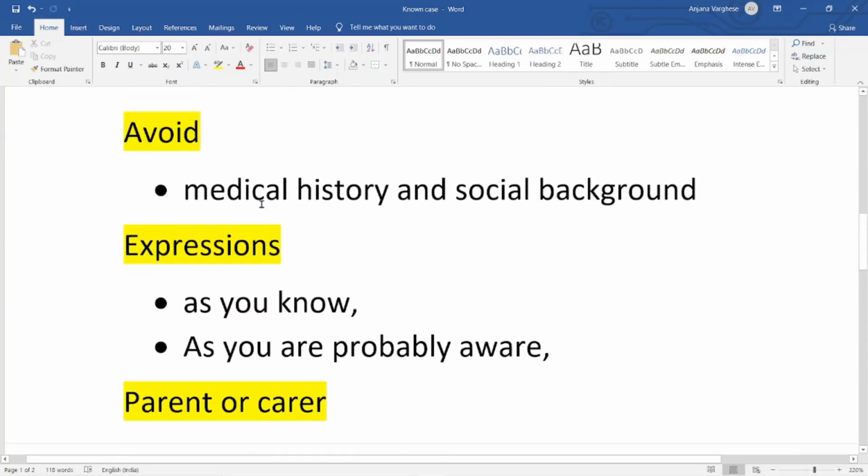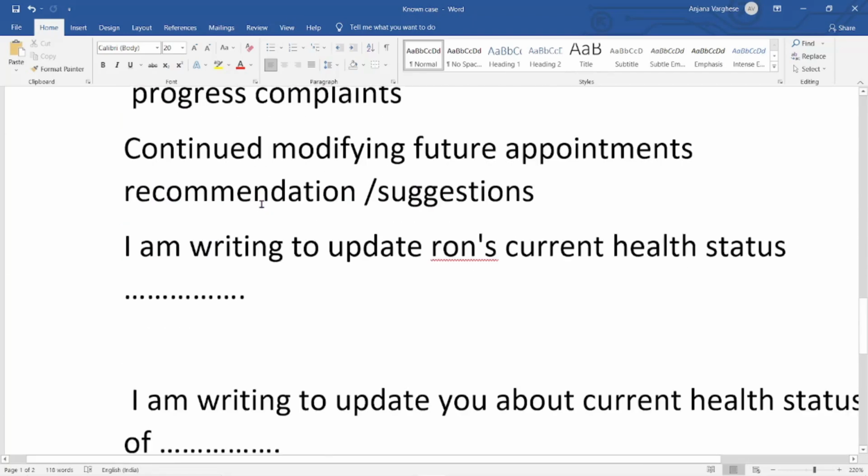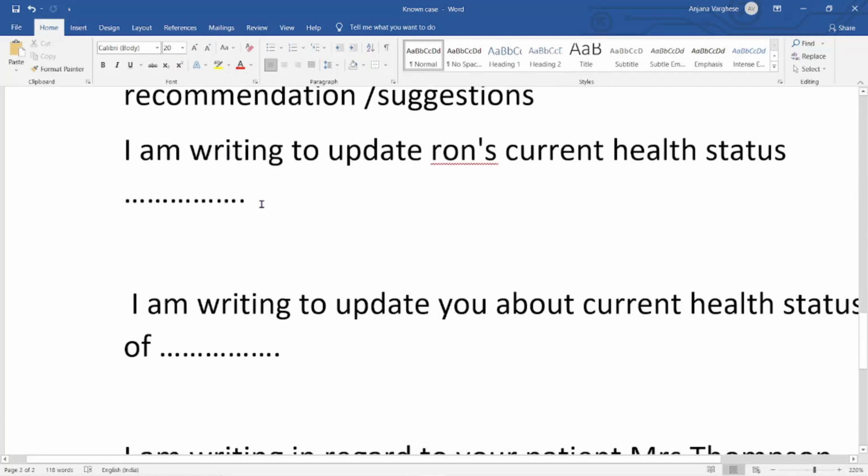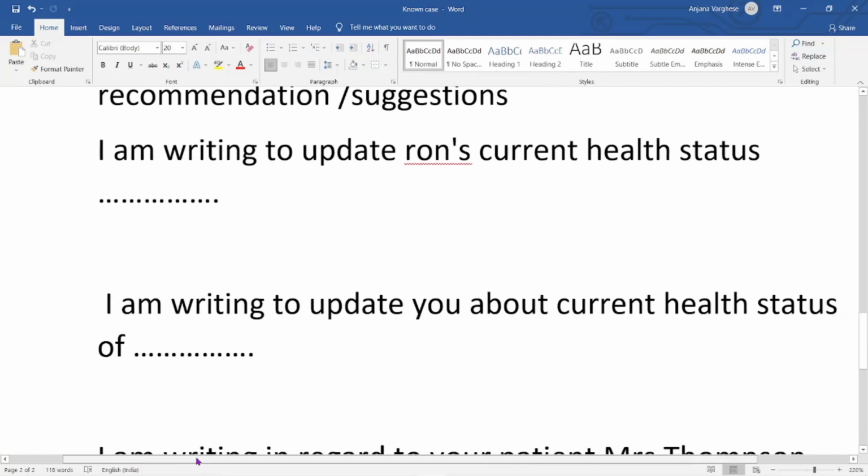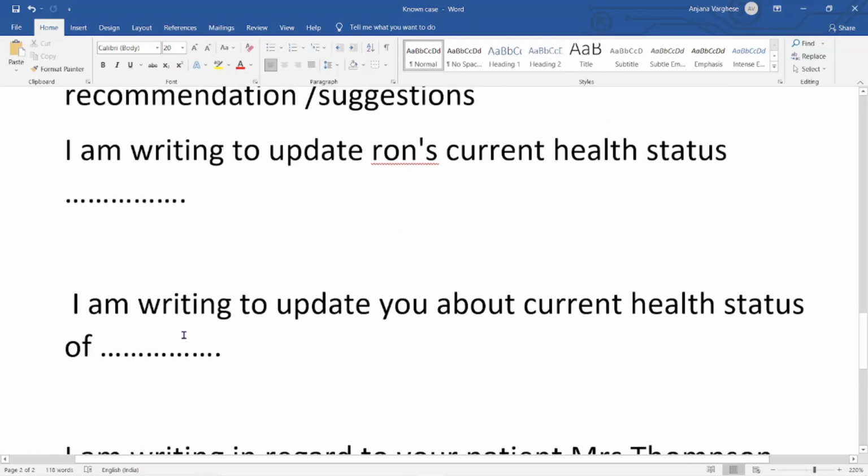Better to only remember one thing, two things: avoid medical history and social background, rather than getting tense or anxious regarding that. Now, there are several ways to write this. So here it is: I am writing to update, for example, the patient's name, Ron's, current health status. I am writing to update, okay, one way.